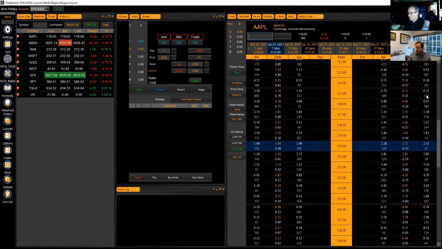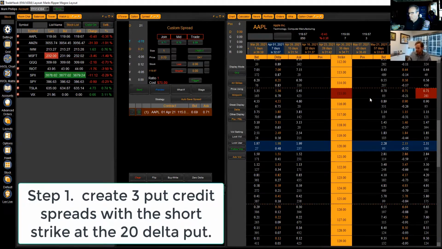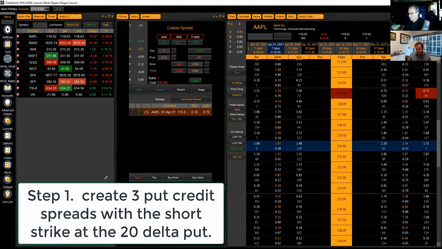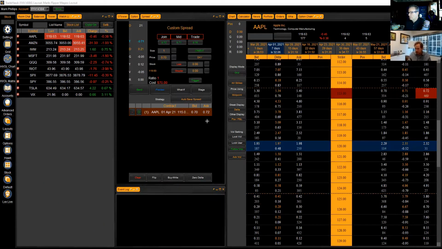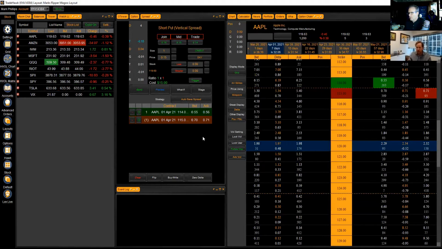Okay. So in Apple, I'm going to go with the 115 as that 20 delta put. And you can see what I'm looking at right here. It's actually the 21 delta. It's as close as we can do in these dollar strikes. And so I'm just going to do a tight credit spread here and buy the 114 against that. So a dollar put credit spread is what we're doing.